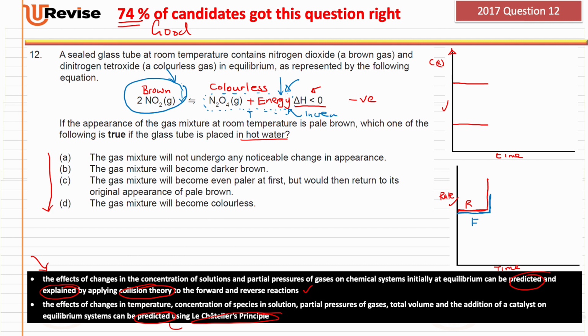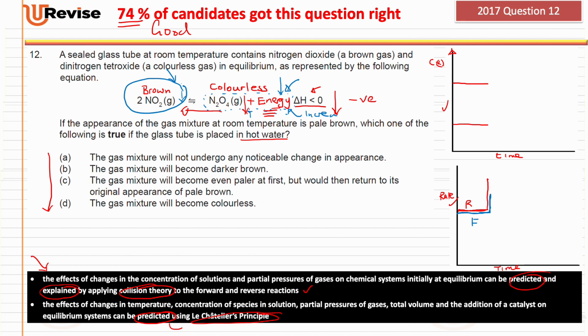So how is this system going to re-establish equilibrium? Since we've got a lot more collisions on this side, we're going to see the energy decreasing, because the system will try to oppose that imposed change and shift equilibrium towards reactants. And we'll also see a decrease in the concentration of dinitrogen tetraoxide.